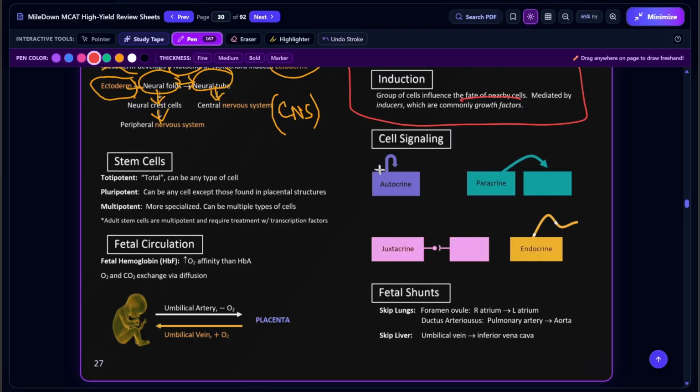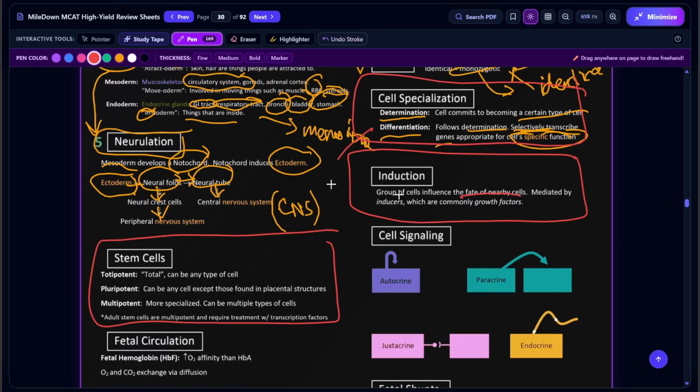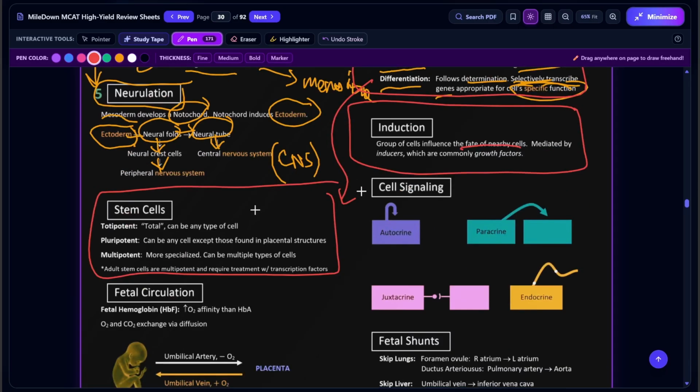All right, stem cells. This is part of learning about cell specialization. So when your cell first starts out, it doesn't know who it is. Like kids, they don't really know what hobbies they like, what career, or other stuff. It's a bad analogy, but what I'm trying to say is that the cell doesn't know what it is yet. So a totipotent stem cell is when it can be any type of cell. Pluripotent is when it can be any cell except those found in the placenta structures, okay? And then multipotent cells are more specialized and can be fewer different types of cells.